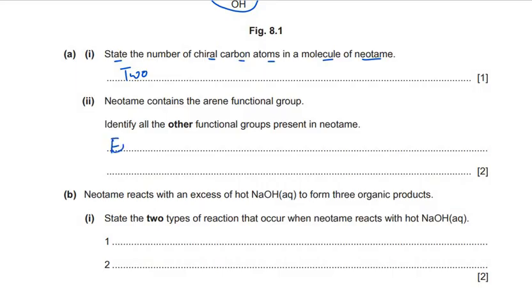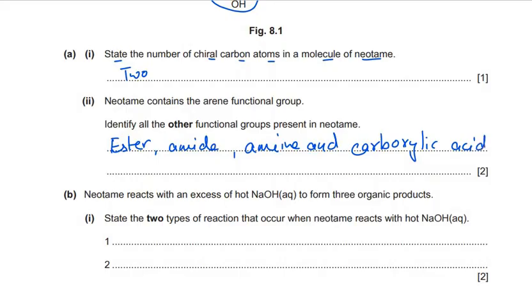So ester, amide, amine and carboxylic acid are the 4 functional groups present in Neotame other than arene.